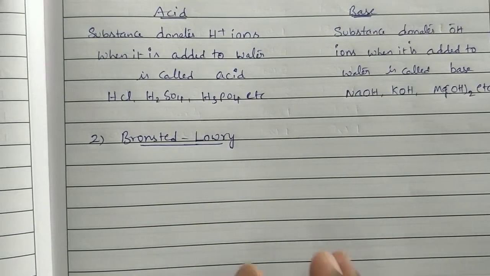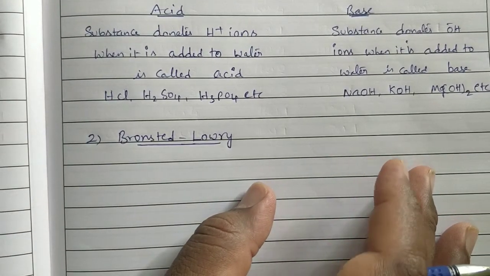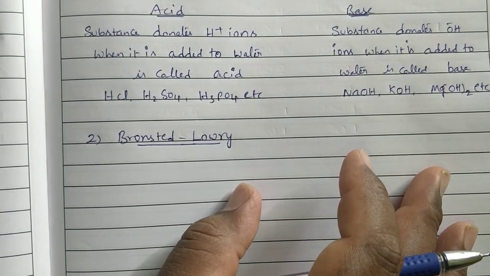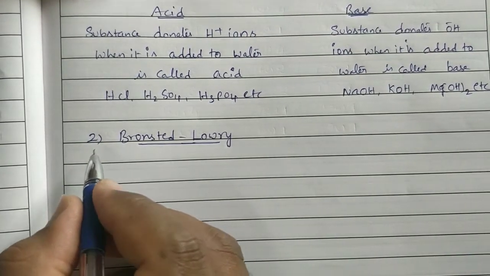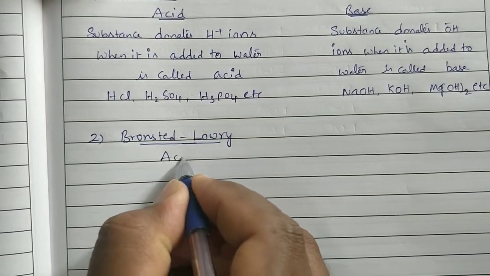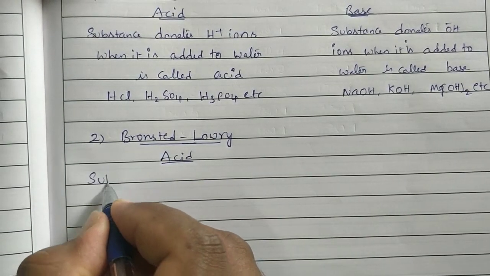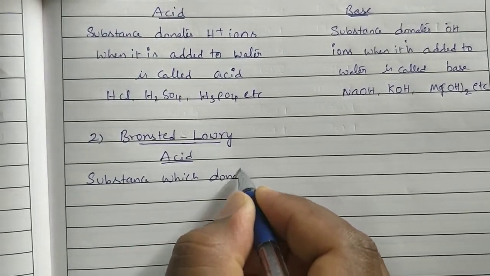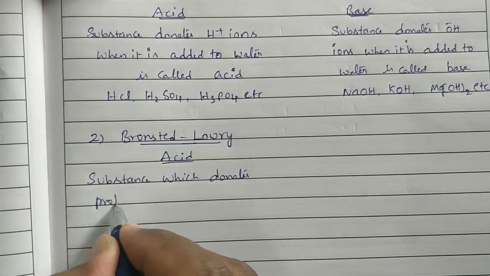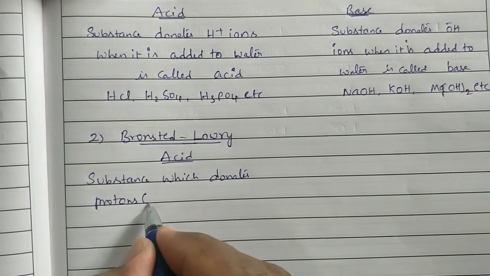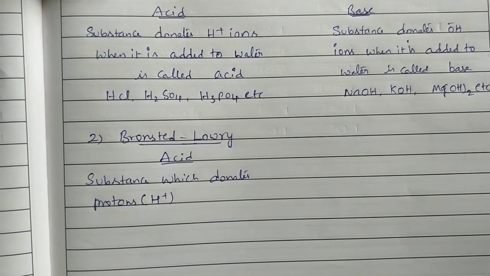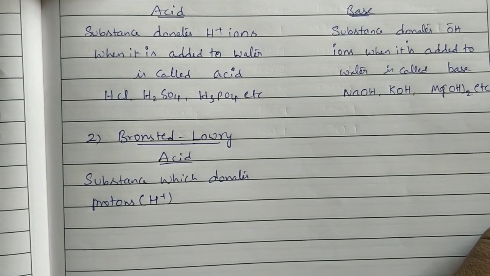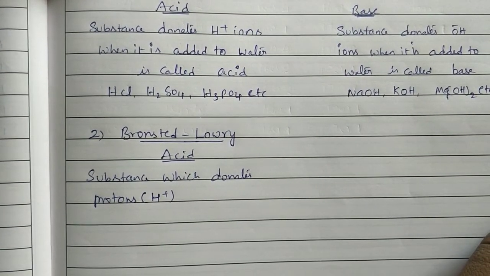Two scientists' names: Bronsted, Lowry. What is that? Bronsted, Lowry. According to this Bronsted-Lowry theory, what is meant by acid? Substance which donates protons. Protons are nothing but H plus ions, because hydrogen contains one proton and one electron. After the electron donation, hydrogen has one proton only, so H plus is nothing but a proton.